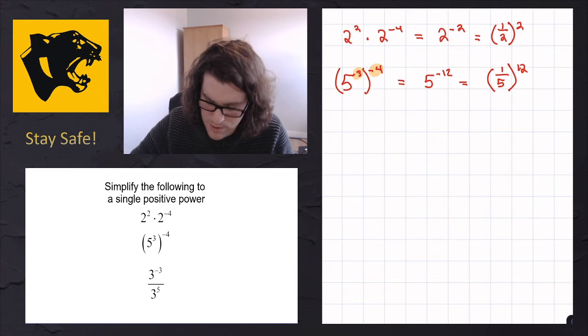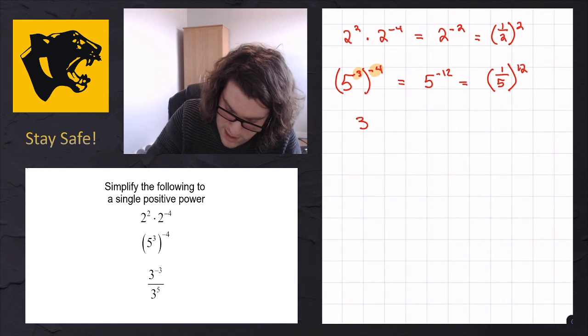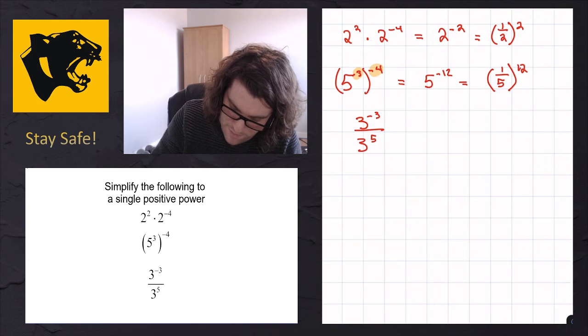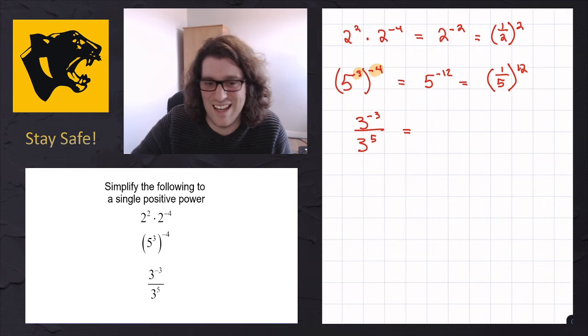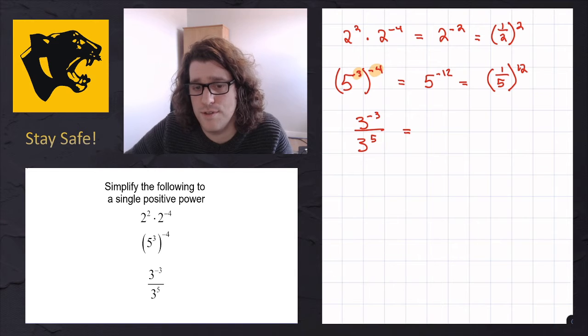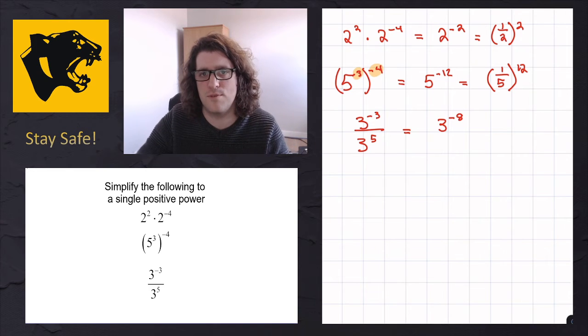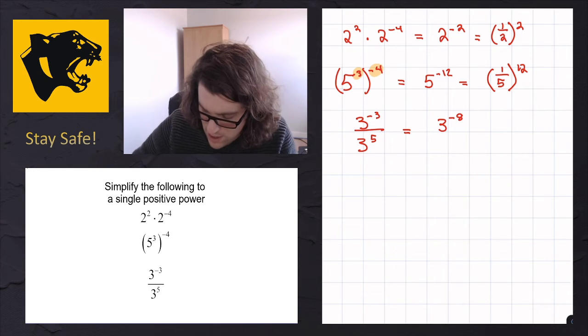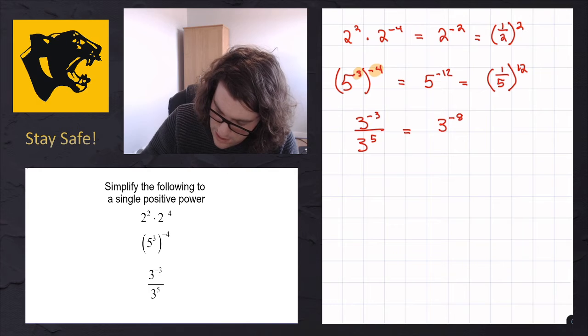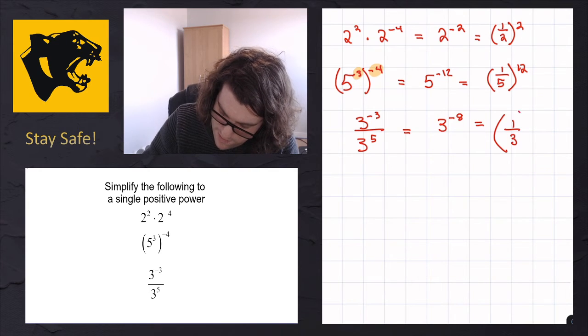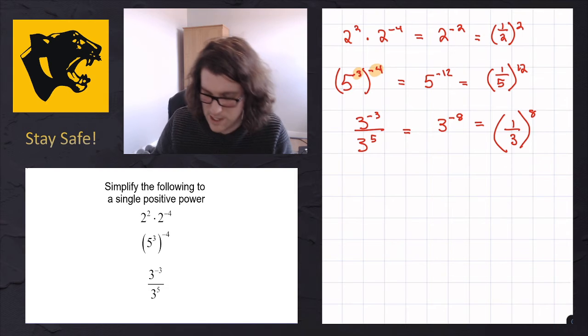And the last one on here is going to be 3 to the power of negative 3 divided by 3 to the power of 5. And so, again, this is a quotient or division, so we're going to subtract the exponents. So that would be 3 to the power of negative 8. Negative 3, subtract another positive 5, gives us negative 8. And then that's going to be 1/3 to the power of positive 8.